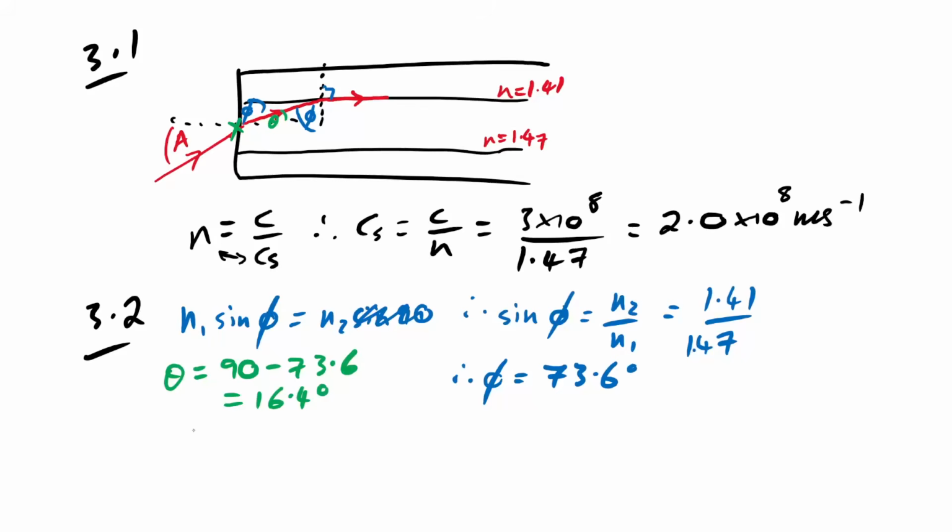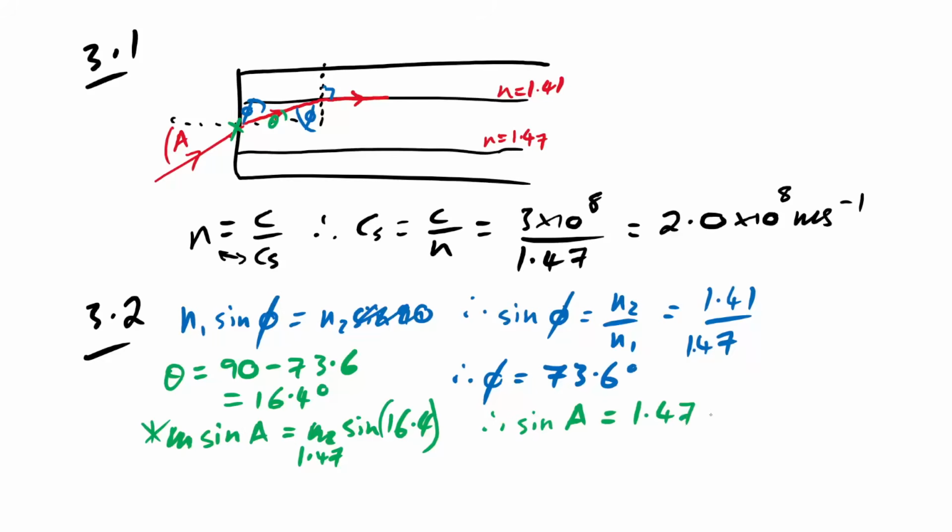Okay, now we have to use Snell's law again. For real this time, we're going to say N1 sine A is equal to N2 sine 16.4. N1 is just 1 because of course it's just air, and N2 is our core, so it's 1.47. So therefore sine of A is equal to 1.47 times the sine of 16.4. Therefore A is going to be the inverse sine of all of that, and it gives us 24.5 degrees.